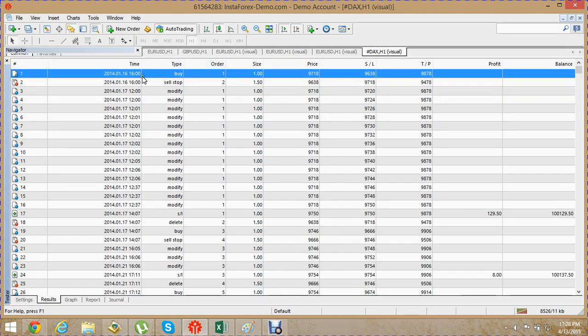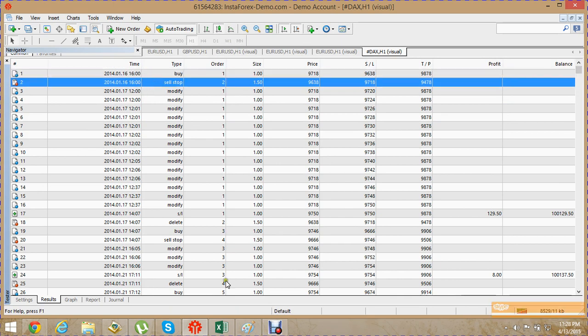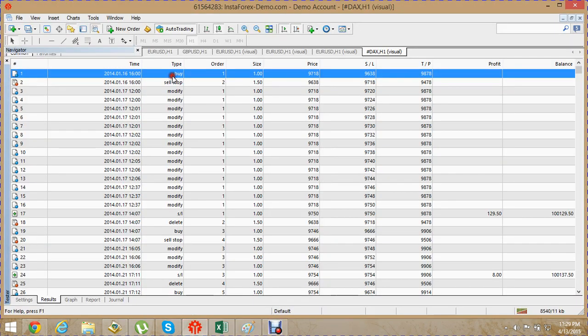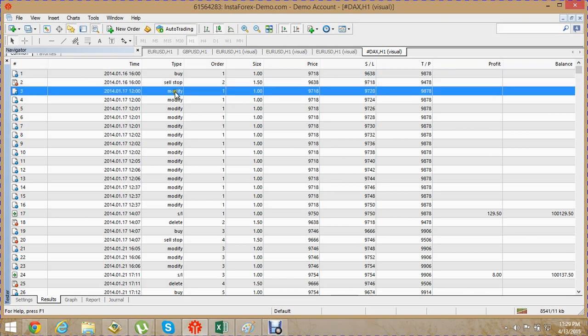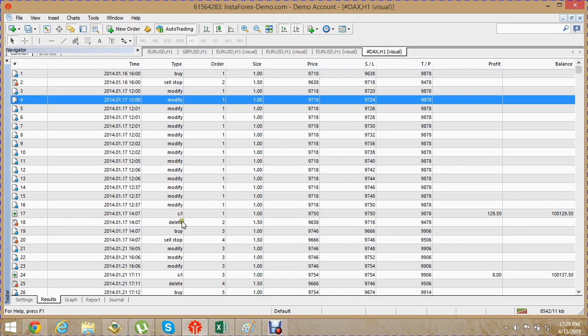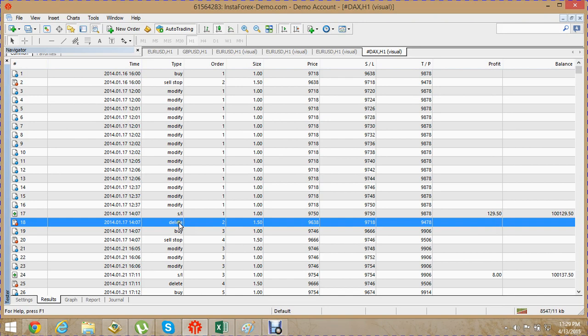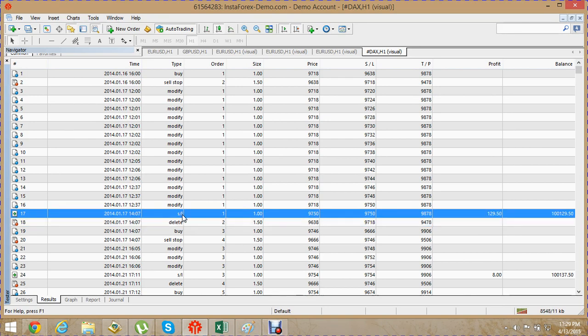Basically it placed a buy stop and a sell stop trade at the same time. My buy trade will be at this price, and my sell stop will be at this price. My buy trade will have one lot size, my sell stop will have 1.5 lot size, and the difference between these two trades will be 80 pips. That is my range. Then it started trailing my buy trade, and it was closed at 129.50 bucks.